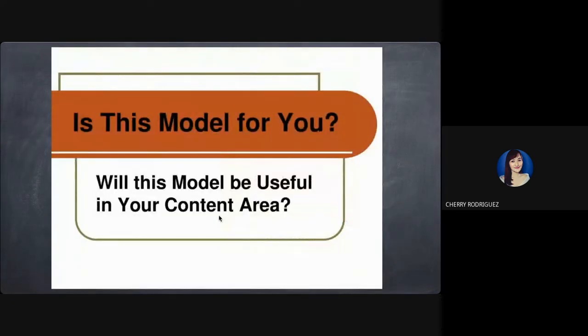So is this model for you? Will this model be useful in your content area? This 5E's and 7E's model is one of the teaching models that we currently use in teaching science. So there, thank you very much and good afternoon po.